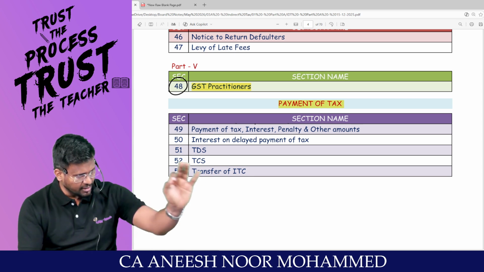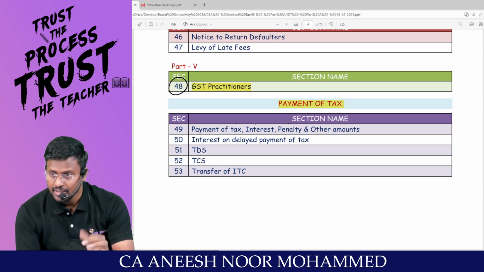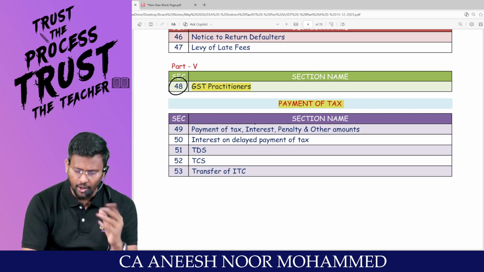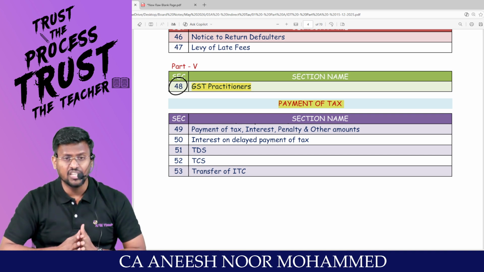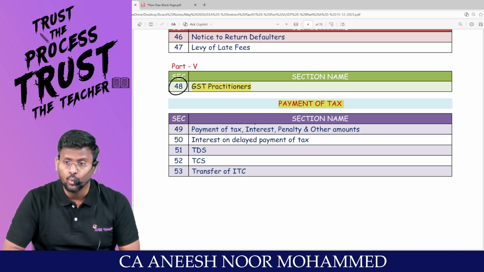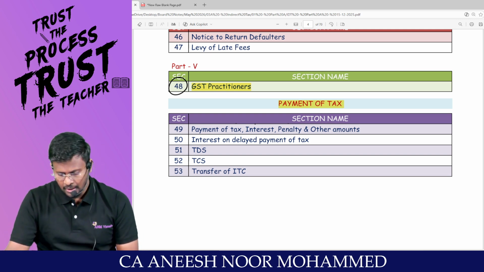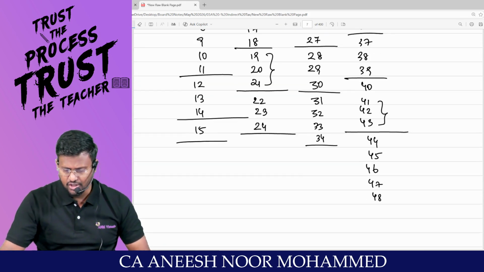At the time of filing return, as per section 49, you are liable to pay TIPS. What is the full form of TIPS? Tax, interest, penalty or any other amount. Section 50, interest on delayed payment of tax. Section 51, TDS. 52, TCS. 53, transfer of ITC. Are you all really with me? Up to section 53 is what the CA Inter syllabus covers.